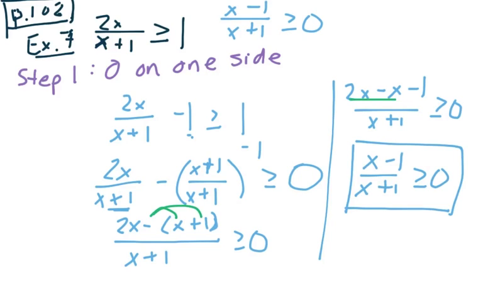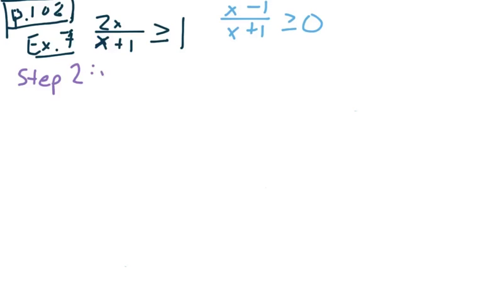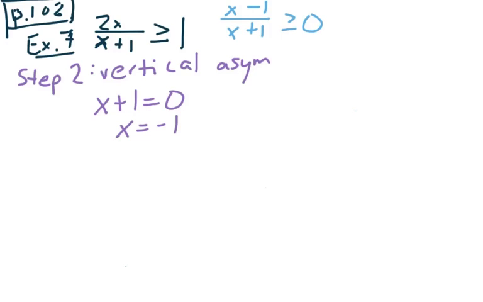So I'll stop and erase this step so we can move on to step 2. Okay, our step 2 is that we'll find our vertical asymptote. So we take x plus 1 and we make it equal 0. Subtract 1 from both sides and we get x equals negative 1.